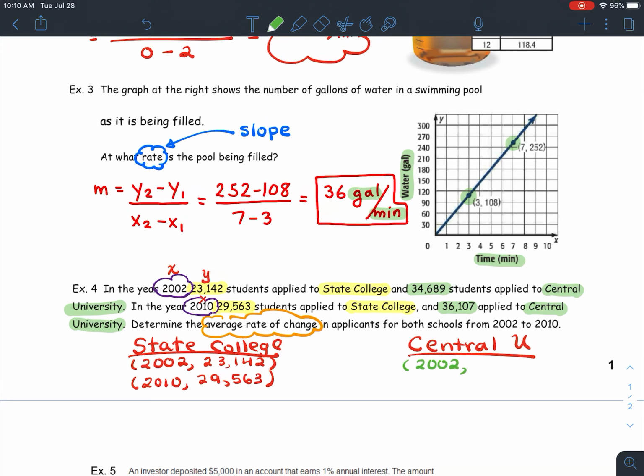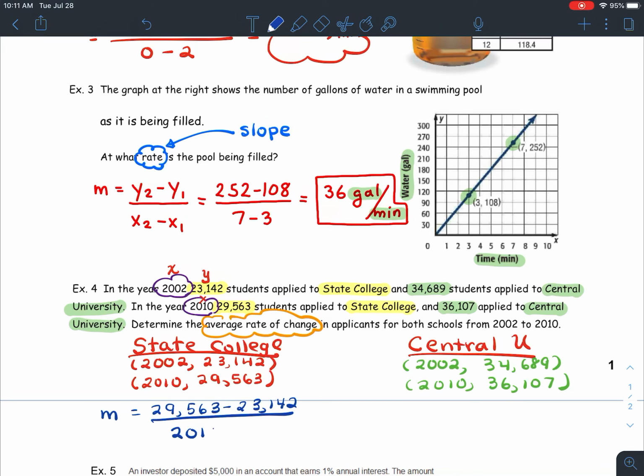Again, the years are going to be the X coordinates, but I'm going to pair those up with the number of applicants for each. And so that you can see this is really just 2 problems in one, okay? And we're just going to go through, and for State College, we're going to go ahead and subtract the Y coordinates. Again, the order that you subtract these in does not matter, as long as whatever the order is that you use for the Y's in the numerator, you use that same order when you're going and subtracting for the X's in the denominator.